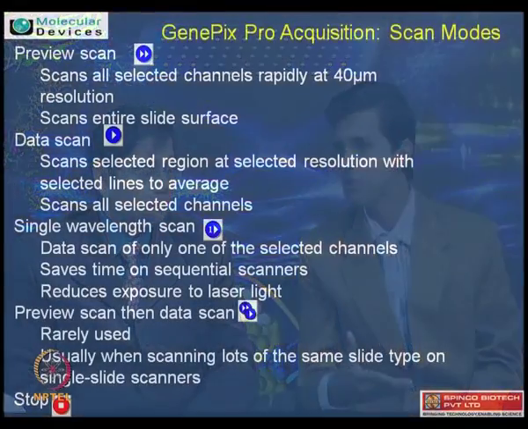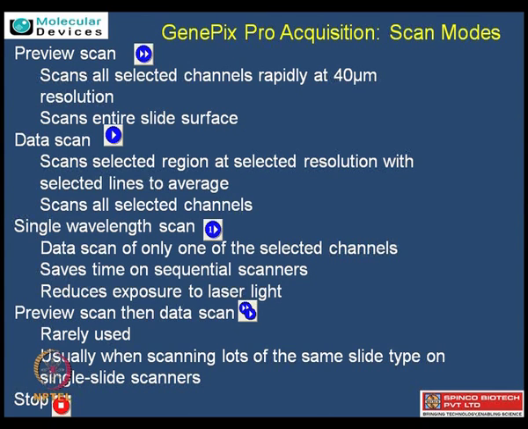So if your application requires only one wavelength to be scanned, there you can select in the tab only a single wavelength scan, and also a preview scan followed by the data scan. You can also do an automation that once you do a preview scan, you see that it is all good, then immediately it can go for the data scan. But very rarely people use that because you want to see it once and only then go ahead.